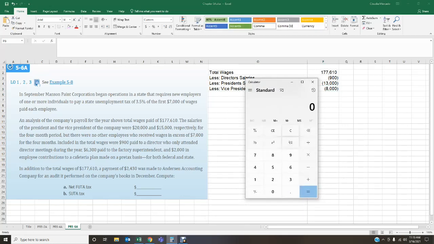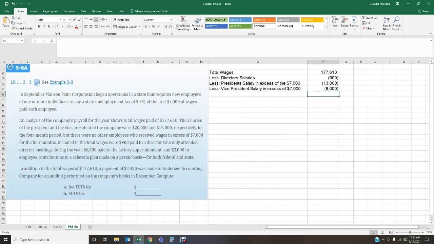So that means that out of the $35,000 that were paid, 20,000 for the president, 15 for the vice president, that means 21,000 of that was not taxable. The 13 plus the 8. 21,000 out of the 45,000 is not taxable because that is above the $7,000 cap.